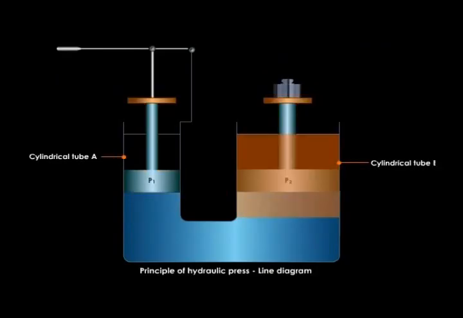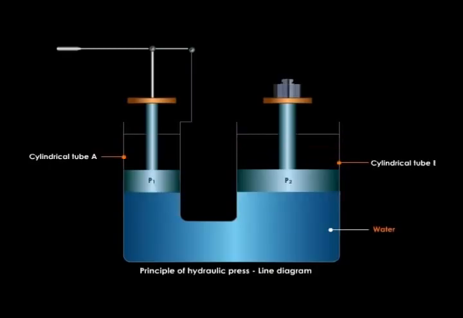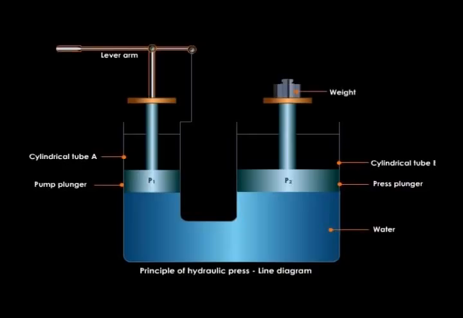Observe that the area of cross-section of B is larger than that of A. The tubes are filled with water in such a way that the levels of water in both tubes are equal. The smaller cylinder is called the pump plunger and the larger one is called the press plunger. To press down or raise the pump plunger, there is a lever arrangement with a handle.